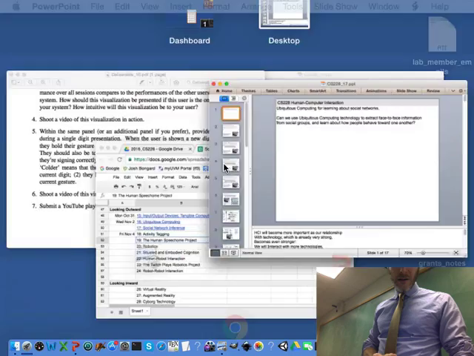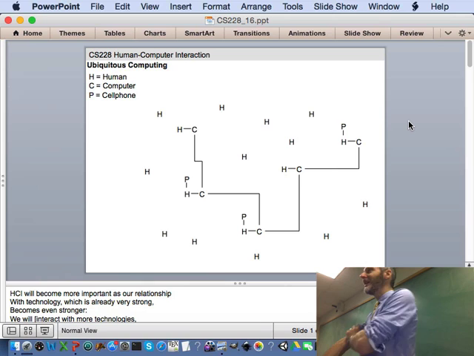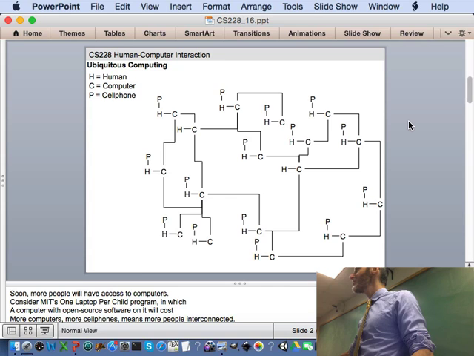Ubiquitous computing. I showed you this little cartoon at the beginning of the semester, way back in the Stone Age. Very few people had a computer. Then more people had computers, but more people had more phones. So now, if you look at the world as a whole, most people have more cell phones than computers. Some people only have smartphones.